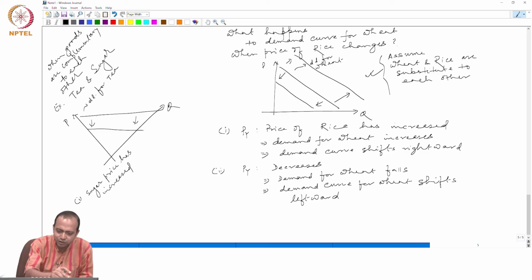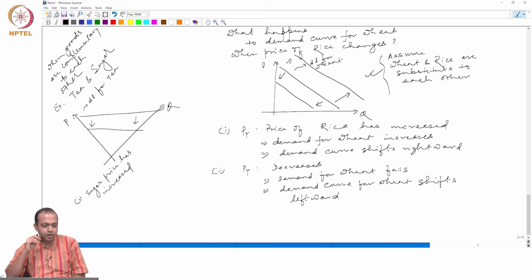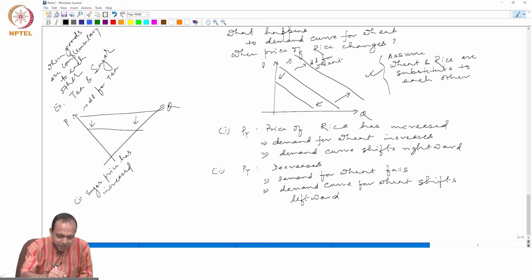Please keep in mind, even though my drawing is not proper, this is a parallel shift actually. This is a parallel shift because for each price of tea, consumer will buy less tea. So when sugar price has increased, that will result in reduction in tea demand, and demand curve shifts leftward.